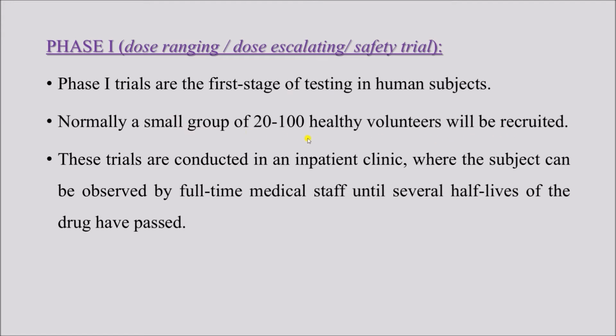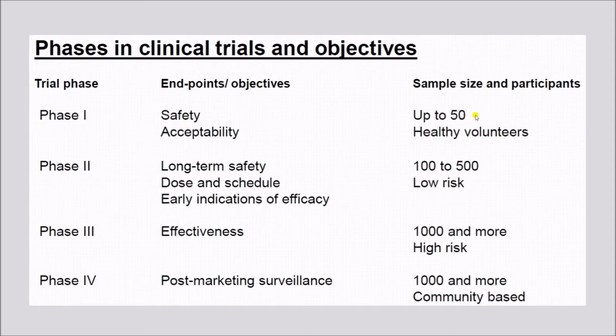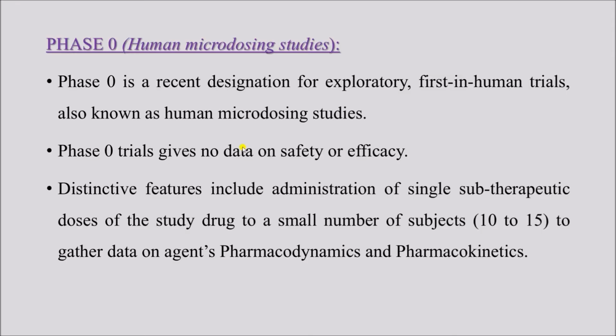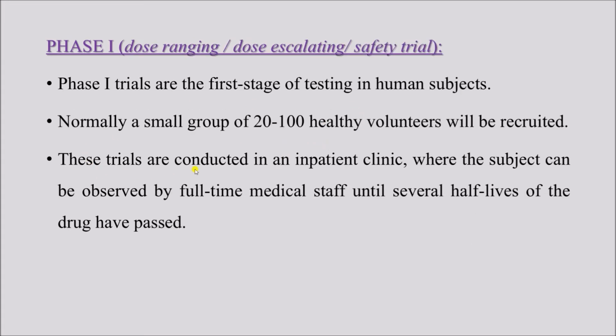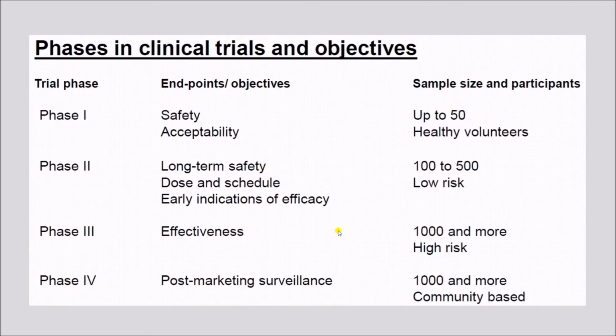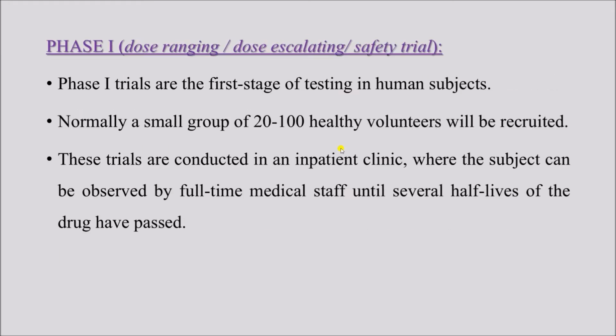So here you can see the number is 20 to 100, but here in this table we had 50. So it ranges from maybe 15, 20 to up to 100, 150 like that. The trials are conducted in an inpatient clinic where the subject can be observed by full-time medical staff until several half-lives of the drug have passed. So that means it is done under a controlled situation with an objective to assess the safety and acceptability of the drug. So this is phase 1.